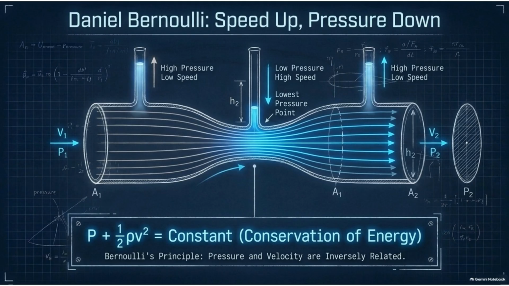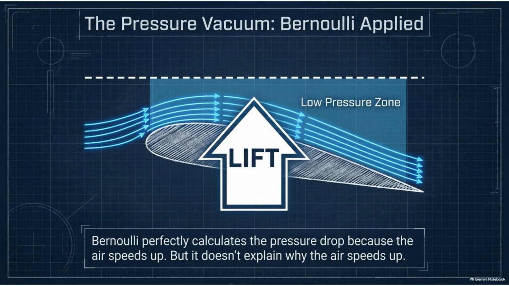in aerodynamic flow. Applying Bernoulli's principle to an airfoil demonstrates how accelerating air creates a low-pressure zone above the wing, producing lift. Bernoulli's formula accurately calculates this pressure drop based on the increased flow velocity. However, this classic model reveals a fundamental limitation. While it precisely describes the relationship between airspeed and pressure reduction, it completely fails to explain why the air accelerates over the top of the wing in the first place.